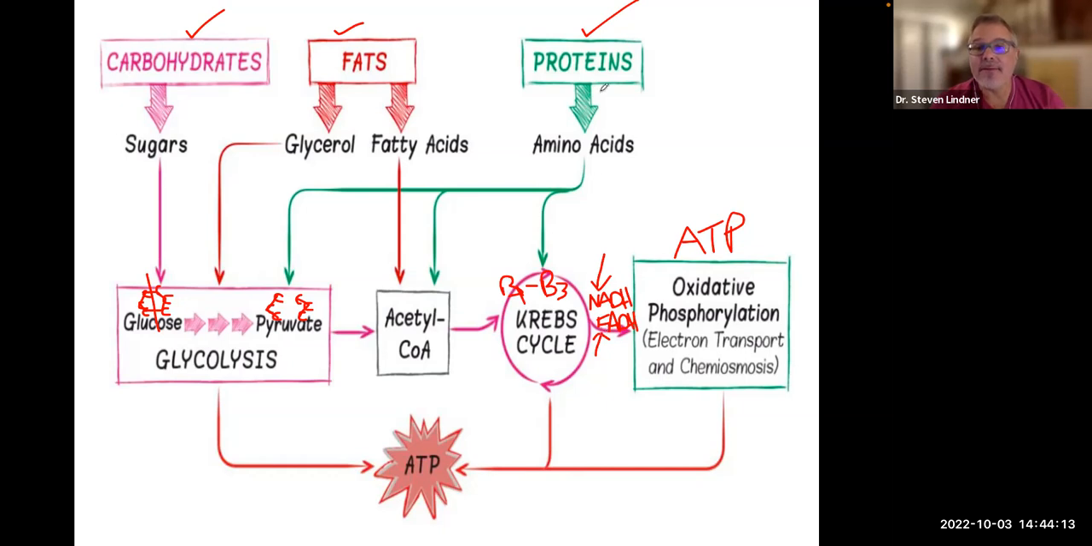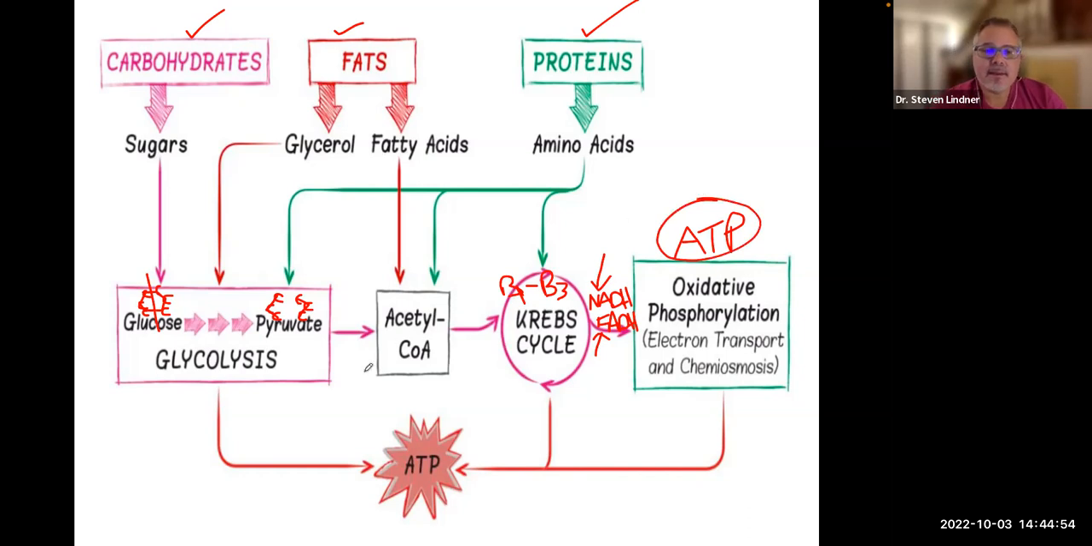And then we have amino acids. Proteins are broken down to amino acids, and amino acids can kind of go into all 3 of these. Amino acids can be broken down and become sugar. They can go right into acetyl-CoA, and they can enter right into the Krebs cycle. So the reason why we consume food that's made up of carbohydrates, proteins, and fats is essentially to break them down. And when we break them down, the body can create ATP.